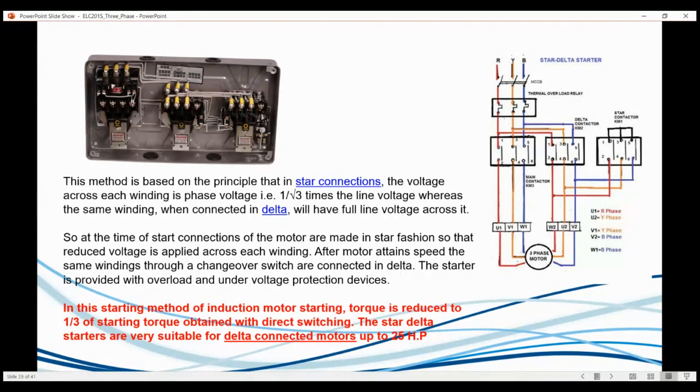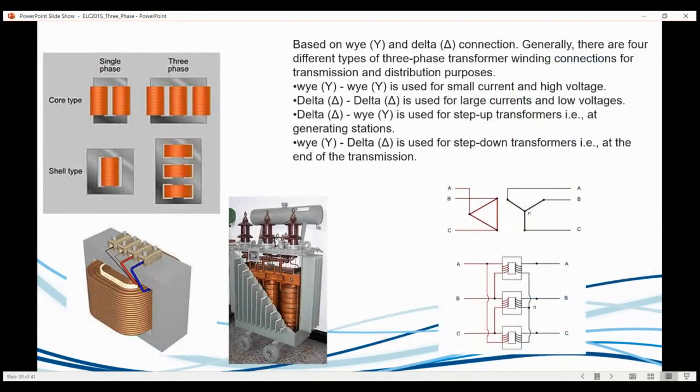And this is typically used for motors up to 25 horsepower. I'm not sure exactly how much that is in watts. Anyway, that's one application of star and delta. Another one would be the transformers again, which is also important.